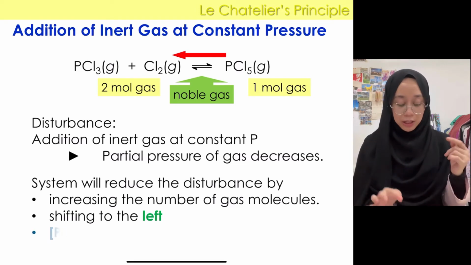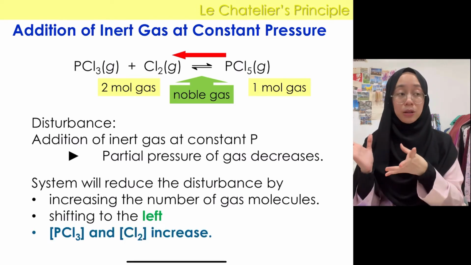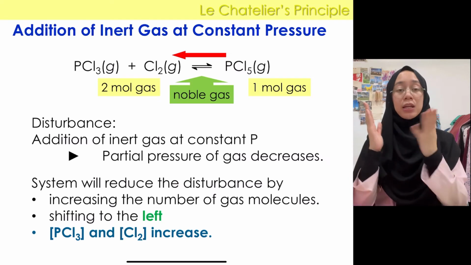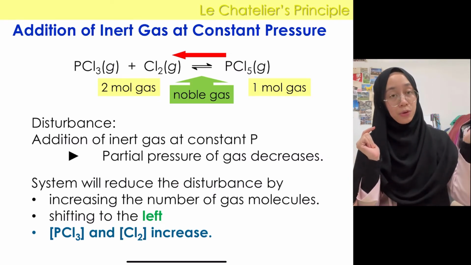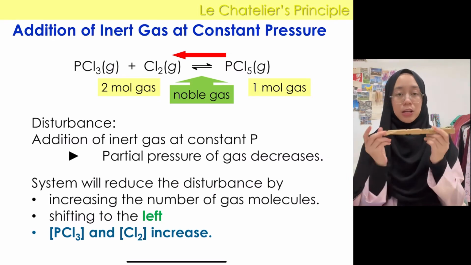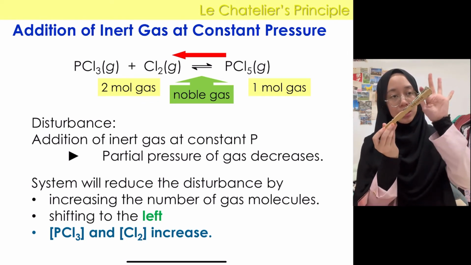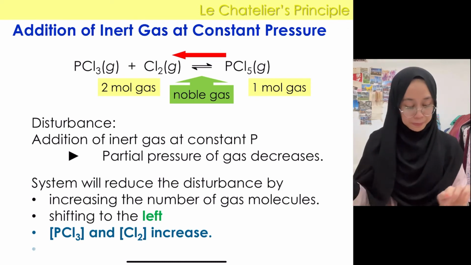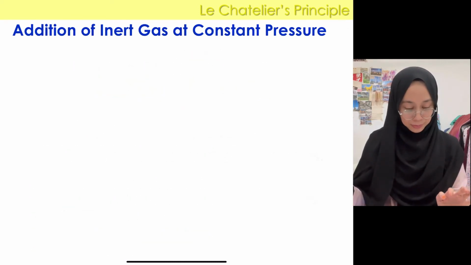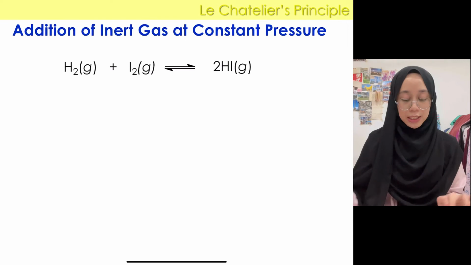Okay, so shifting to the left meaning the concentration of kita punya reactant increasing, tapi kita punya product pula akan decrease lah. Okay, so dia akan shift to the left. Okay, so kita boleh nampak concentration ni increase, yang ni pula akan decrease. Okay, so ni satu lagi contoh.